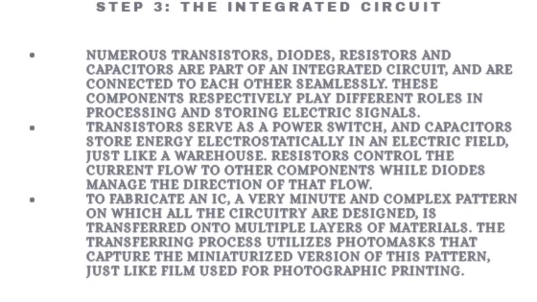To fabricate an integrated circuit, a very minute and complex pattern on which all the circuits are designed is transferred onto multiple layers of material. The transferring process utilizes photomasks that capture the miniaturized version of this pattern, just like film used for photographic printing.